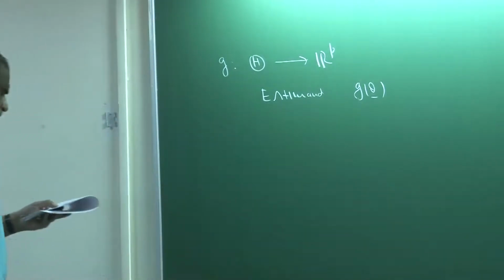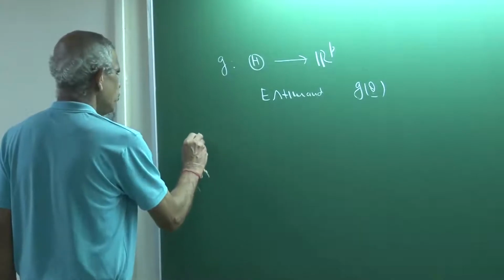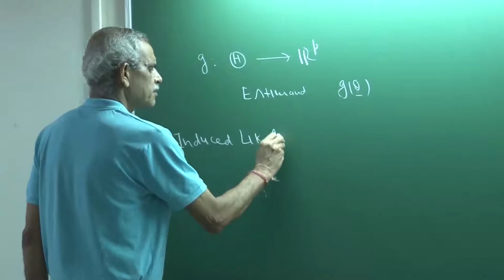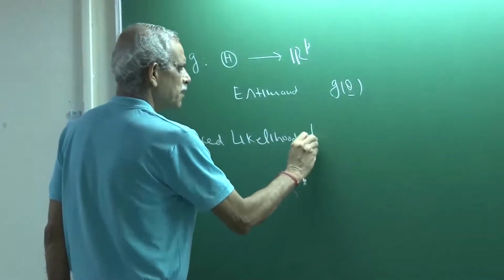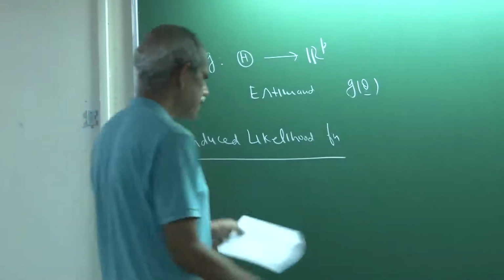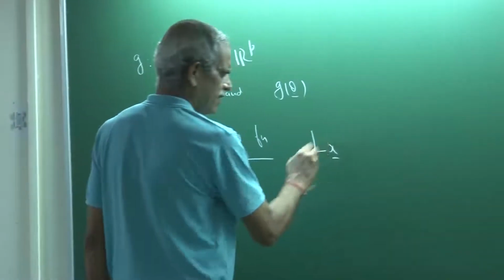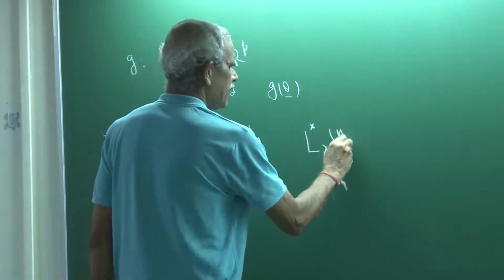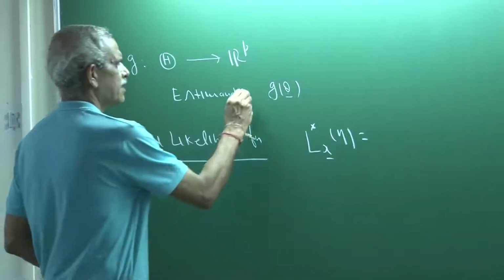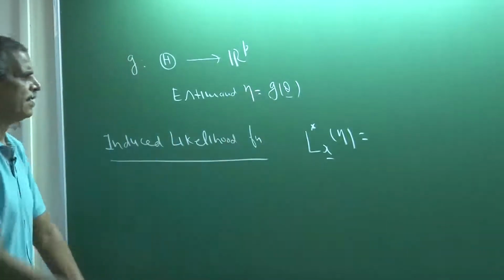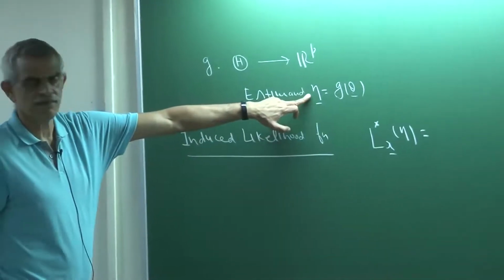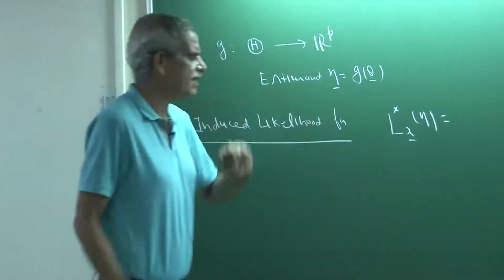So let me define what an induced likelihood function is. I consider x fixed, that is, known to us. Data is given. So let me call eta as G(theta). So I can talk about the likelihood function as a function of eta. So L_x star of eta. So what is this?